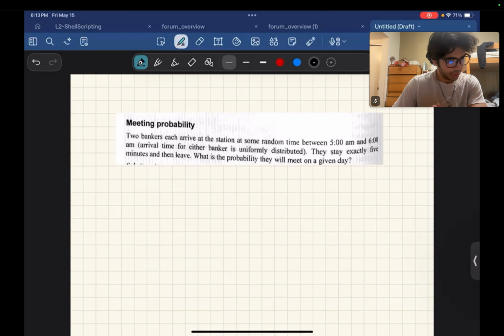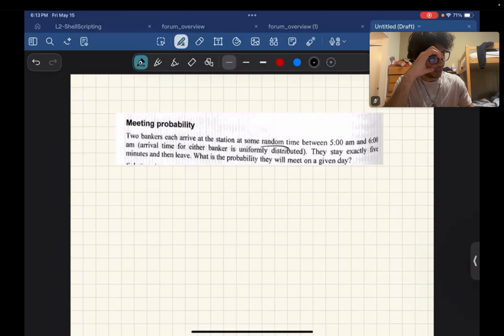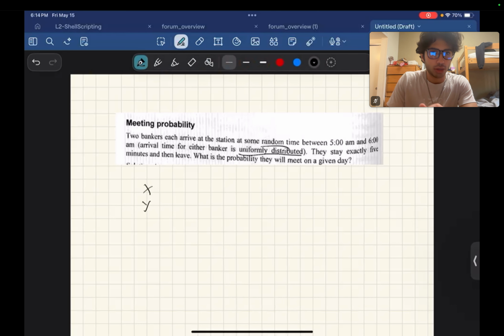So some key terms here are that it's some random time and the fact that it's uniformly distributed. So the probability of any given time is equal throughout that whole 1 hour span. And so we're going to create two random variables, one called x, one called y. A random variable is basically if you have some outcome, let's say the banker arrives at 5:05 a.m. A random variable just maps an outcome, which is like some series of words, to some number.